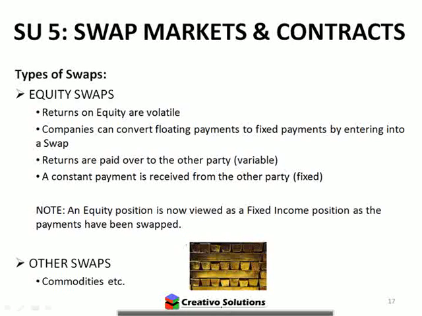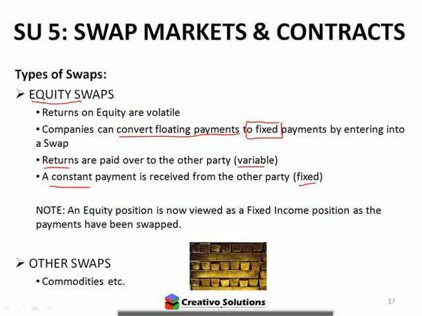We spoke about interest rate swaps, vanilla swaps. Here we've got equity swaps. Returns on equity can be volatile. Do you agree? Yes. So companies can convert floating payments to fixed payments by entering into a swap. Returns are paid over to the other party. Those are variable. A constant payout is received by the other party, which is fixed. So you're changing variable returns to fixed. You're structuring an agreement that both parties would benefit from.